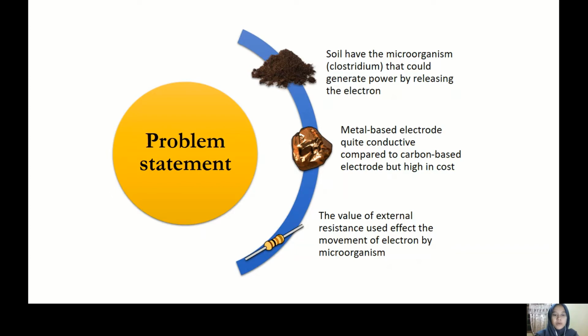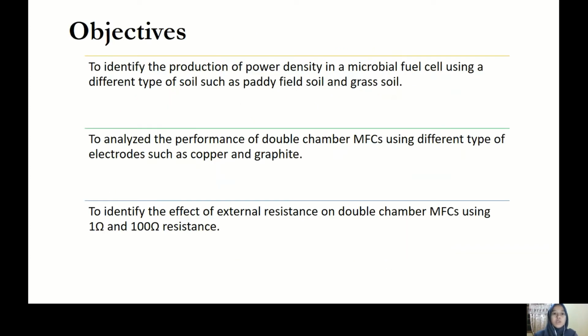So from this problem statement, I created three objectives. The first is to identify the production of power density of a microbial fuel cell using different types of soil, such as paddy field and grass soil. The second is to analyze the performance of a double chamber MFC using different types of electrode, such as copper and graphite. And the last is to identify the effect of external resistance on a double chamber MFC using 1 ohm and 100 ohm resistance.